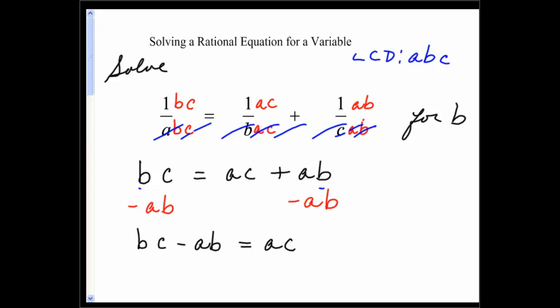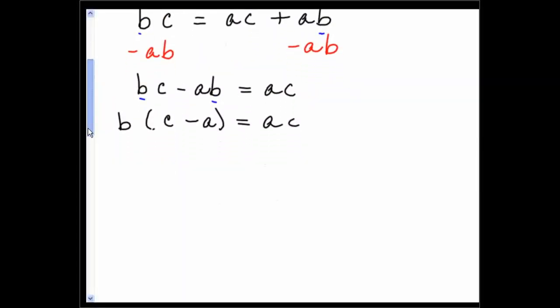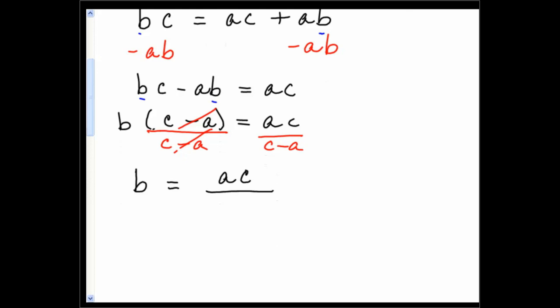Now both of these terms on the left have b, so factor the b out, and you'll have b times c minus a equals ac. Now, since the c minus a is multiplying the b, we have to undo that by dividing by c minus a. They will then cancel to 1, and b will equal ac over c minus a.